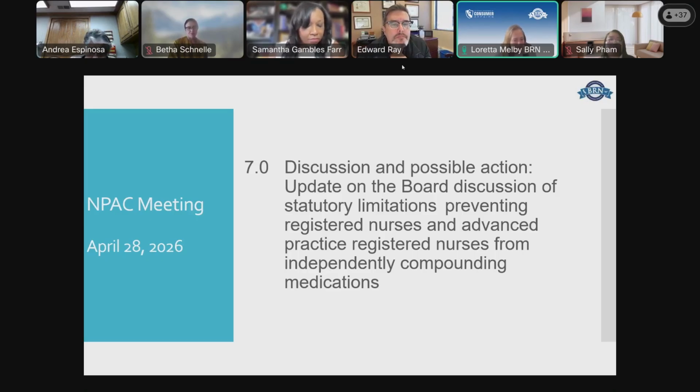But if there were a change where potentially RNs could compound in limited situations, it would still not open up to the IV hydration med spa arena, because the pharmacy board still has the requirement that immediate use compounding could only be done in a life or limb sparing incident. So there would have to be different laws that would have to take into consideration, which would be the pharmacy board would have to probably change theirs as well as ours in order for anything to move forward in that direction.